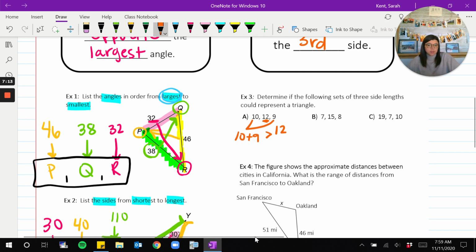So when I add 10 plus 9, we'll get 19. And 19 is, in fact, greater than 12. So these 3 numbers would be yes. They do make a triangle.